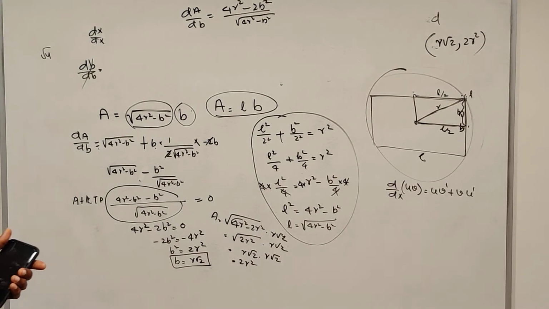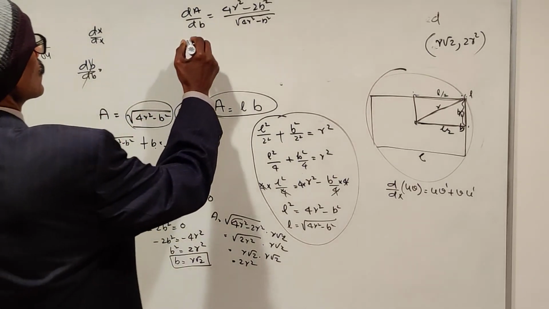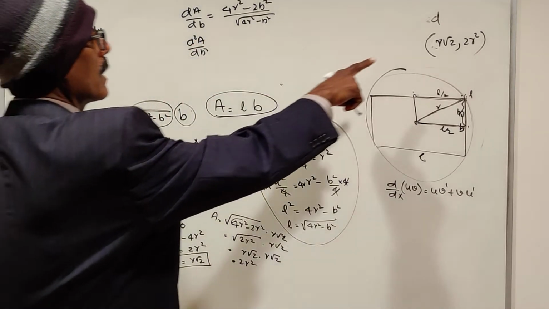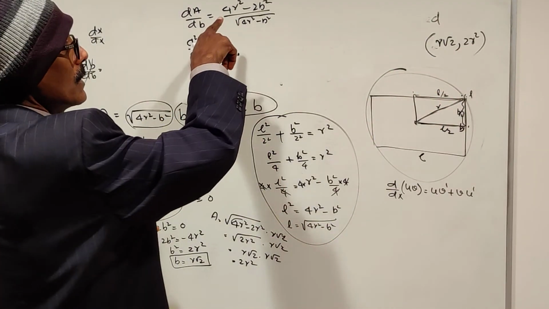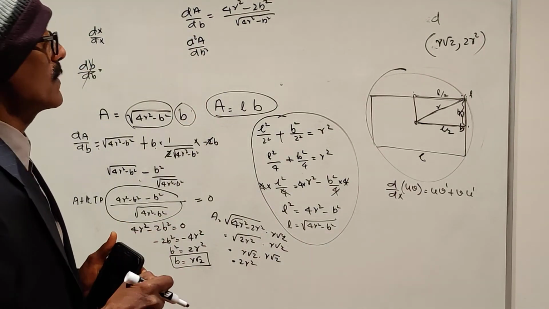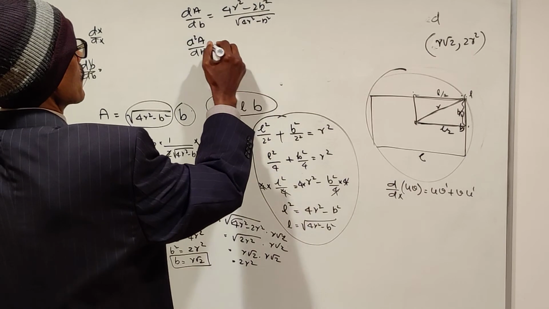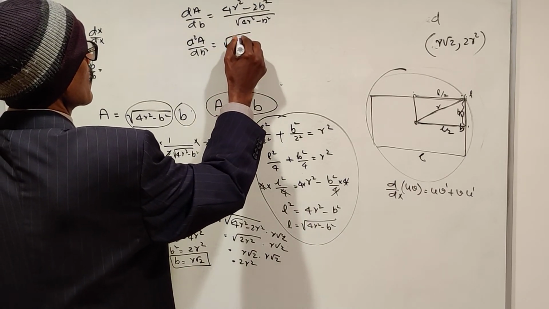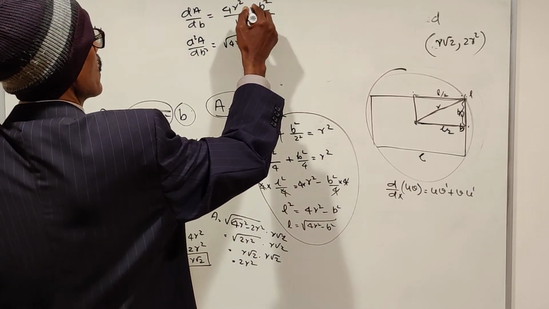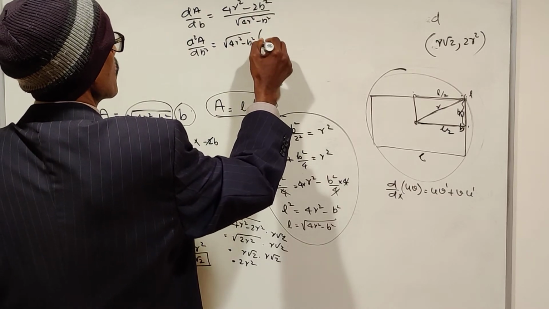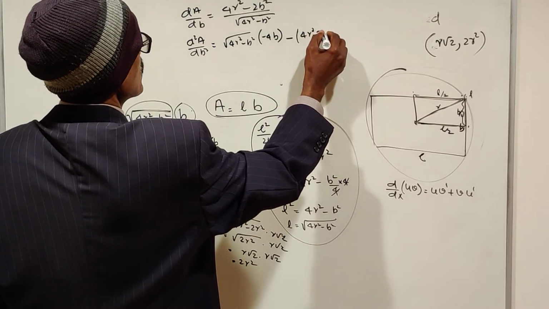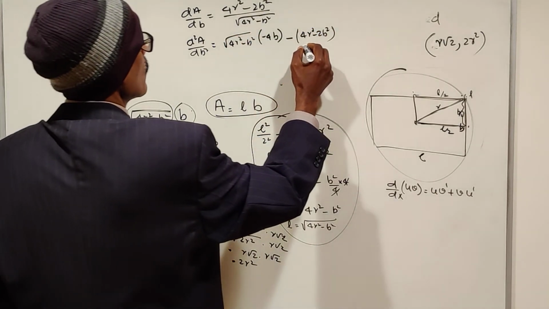Okay? Differentiate one more time, so d square A by dB square. If it is negative, area is the maximum. If it is positive, area is the minimum. We need to show that d square A by dB square is a negative number. Square root of 4R square minus B square into the derivative of this. Derivative of 4R square is 0. Derivative of minus 2B square is minus 4B.